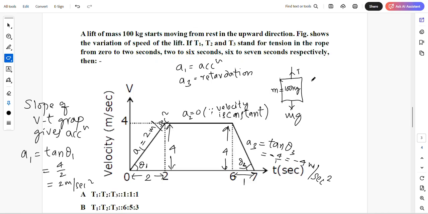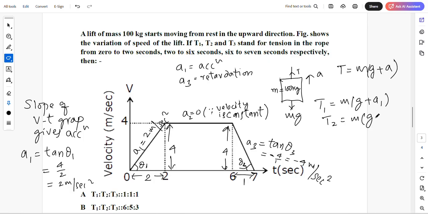This is moving in upward direction. If the lift is moving up in upward direction, what is T equal to? I have told you, m into g plus a. Now to calculate T1, T1 is equal to m into g plus a1. How much is T2? T2 is equal to m into g plus a2.